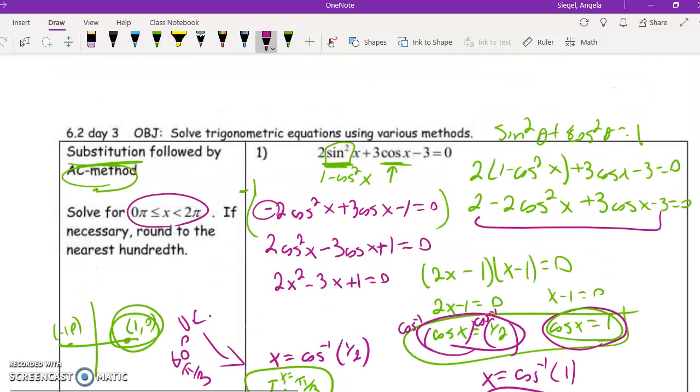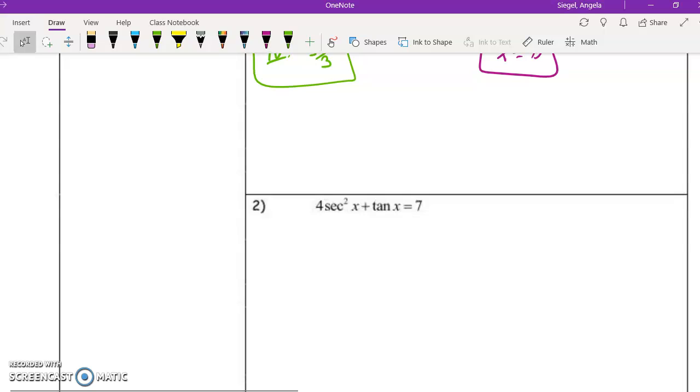Okay, so notice the process. The first thing I did is got everything in the same terms, and then I factored it. So I want you to do the same thing here. So the secant squared needs to be in terms of tangent, and then factor it. So go ahead and do that, and we'll pick up here in a second.